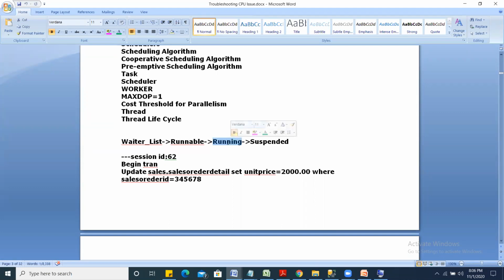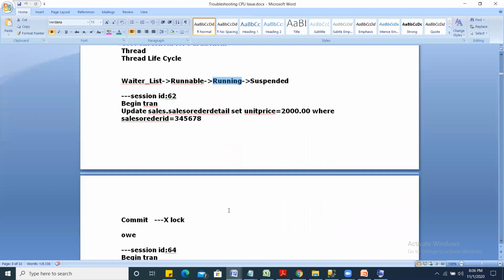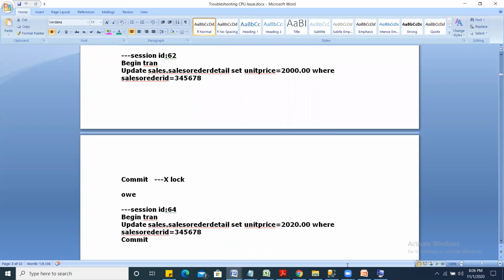The second possibility is that the thread may have to wait for a resource to be free. Let us try to understand it through these 2 examples. This is my transaction that I am executing through session ID 62, and this is my transaction that I am executing through session ID 64. Both are trying to update the same table, same column, but with a different value, for the same sales order ID.